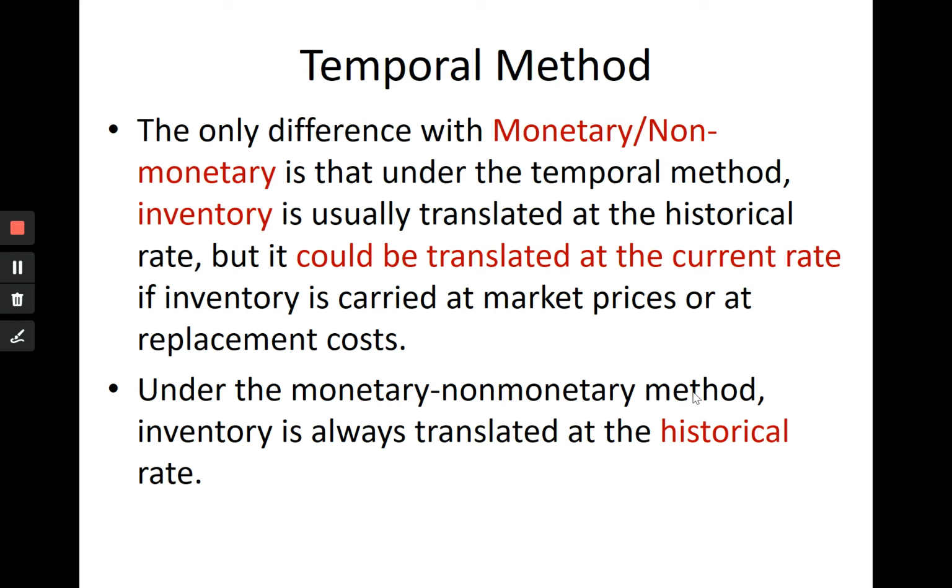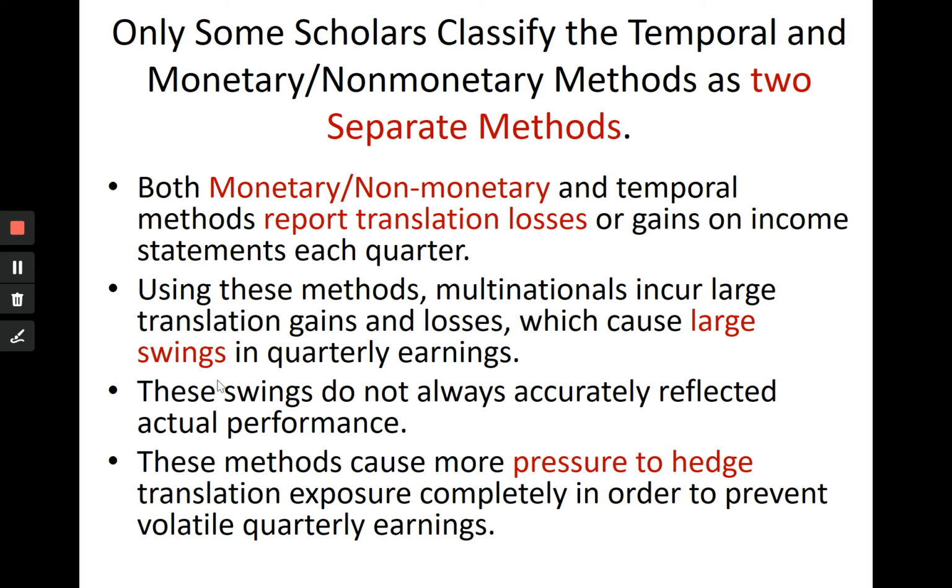The monetary non-monetary method does not allow us to translate inventory at current exchange rate. It has to always be translated at historical rate. So that is the crucial difference between these two. All right, let us move to some 2 points actually. One that we already discussed, that some scholars do not consider this temporal method as a separate method, and therefore say that we have three distinct methods for translation.